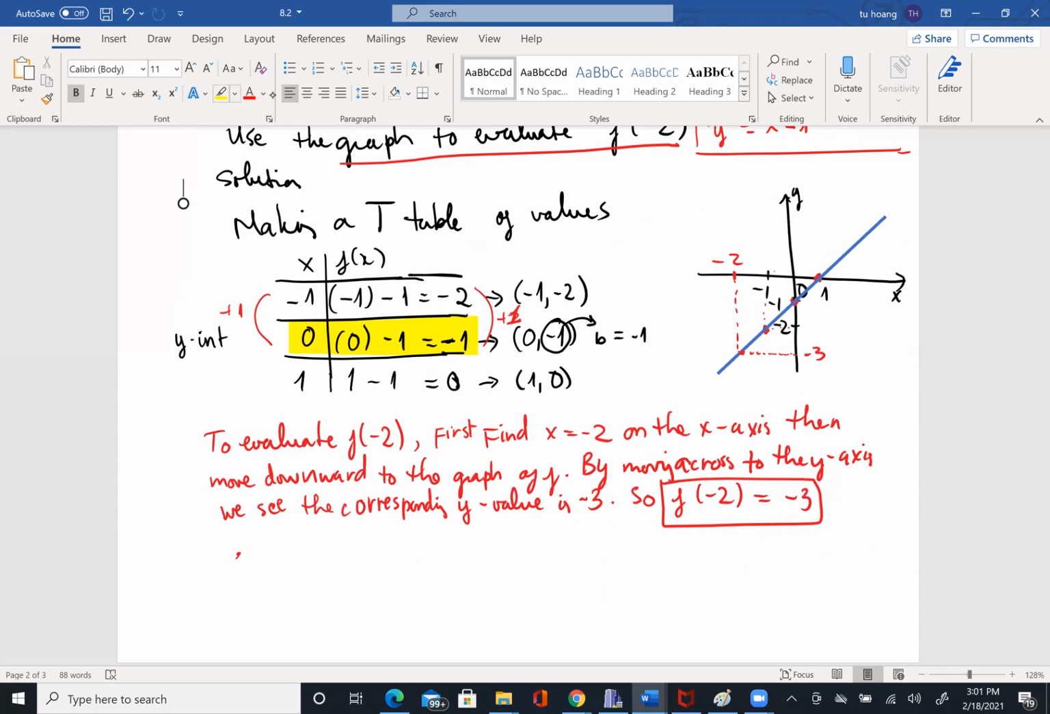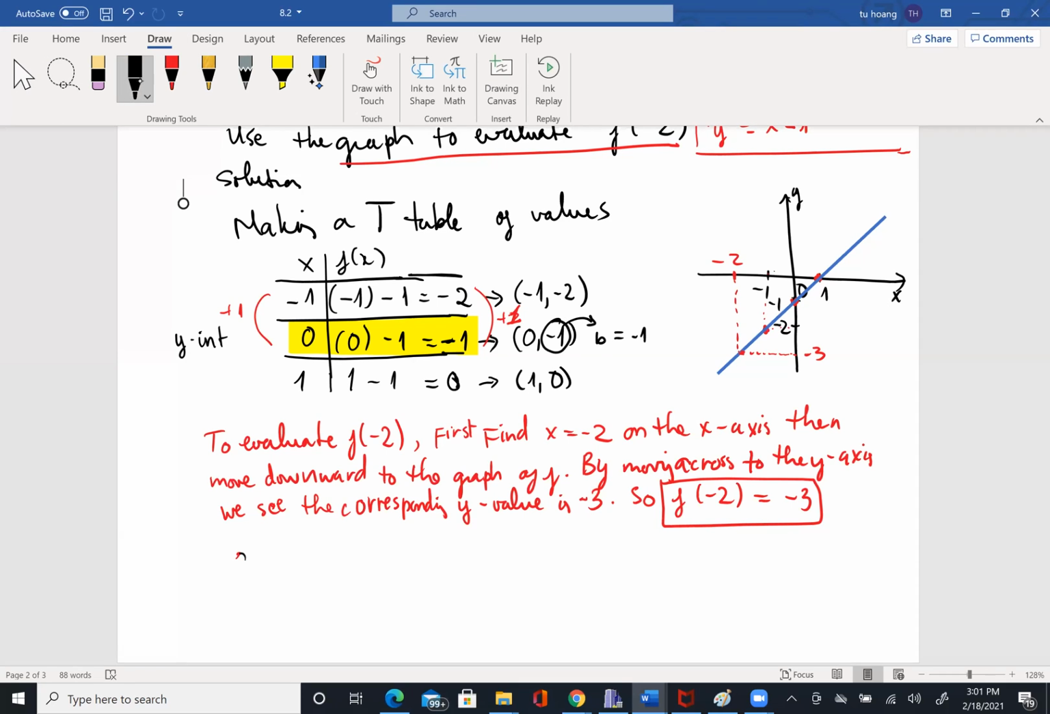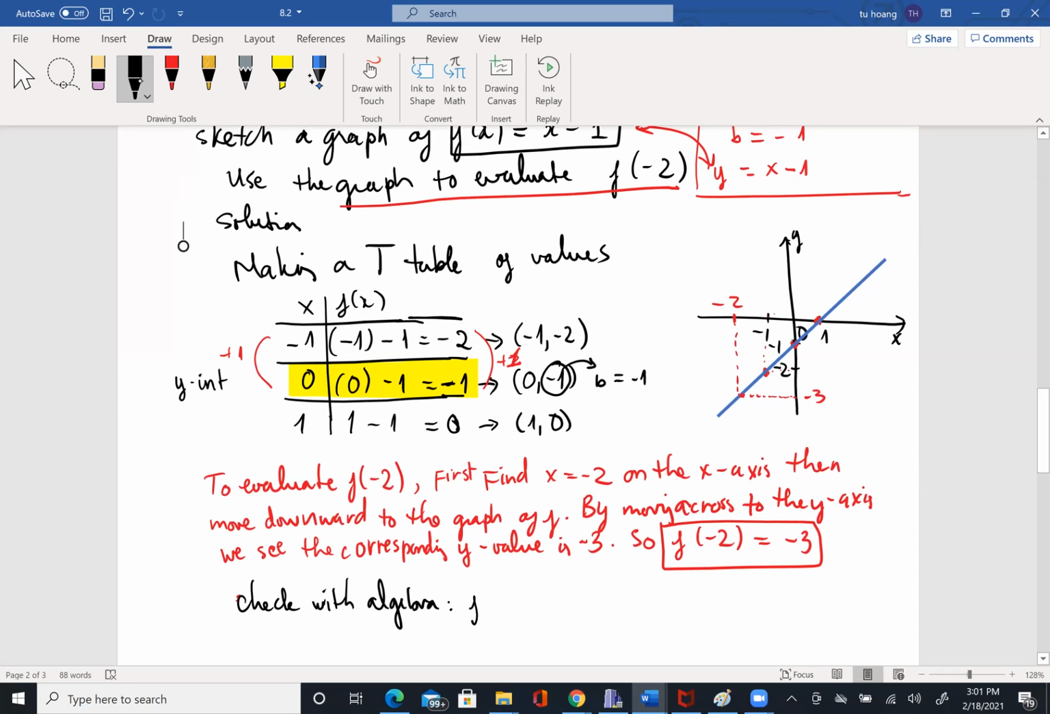But if you want to check with algebra, you can just substitute into f of x equal to x minus 1. If you're looking for f of -2, you just substitute into it. Then you have -2 minus 1, and that gives you -3. That is the reason why you have -3.